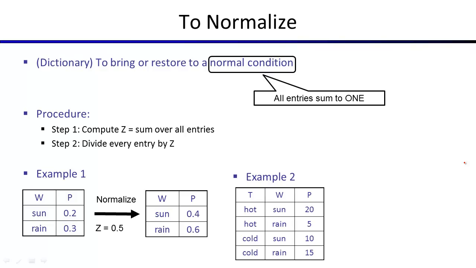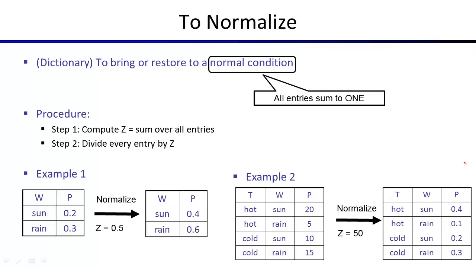Later, we'll also see that sometimes tables could look like this. The entries are too large. You can still normalize. It's just a mechanical procedure, right? You sum all of these entries together, which in this case sums to 50, and then you divide every entry by 50, end up with a normalized table.